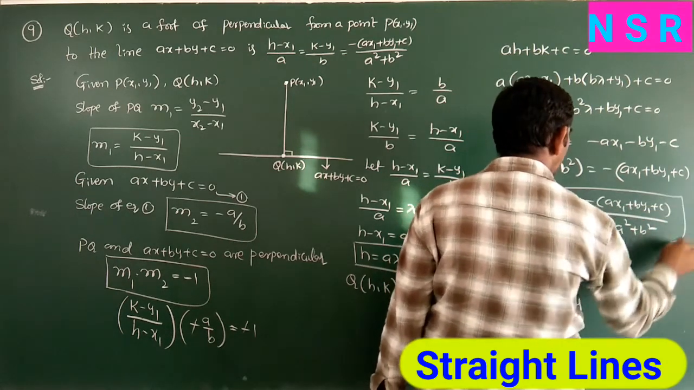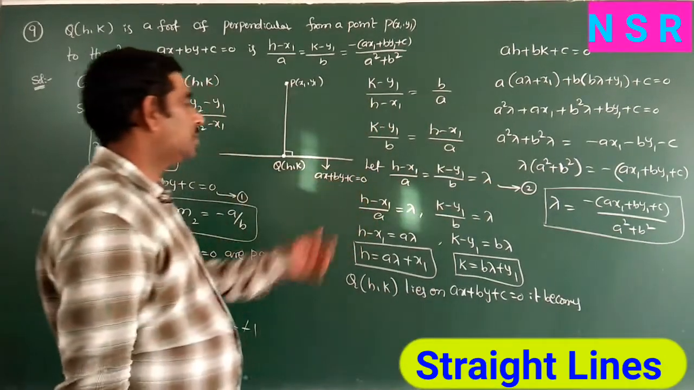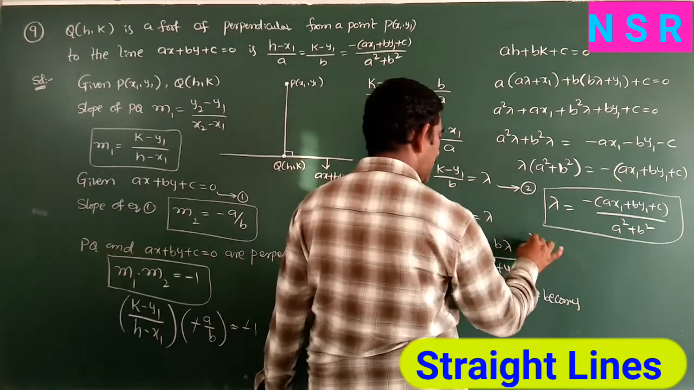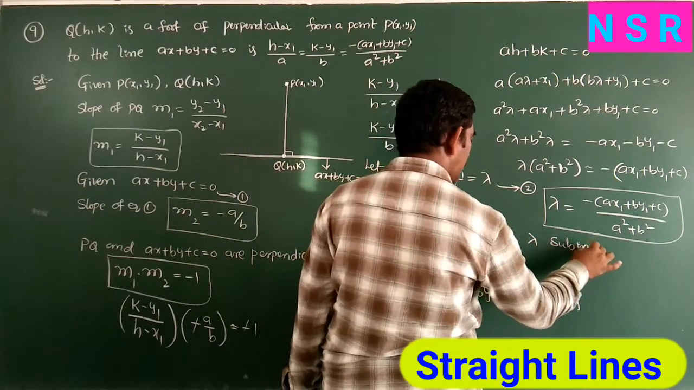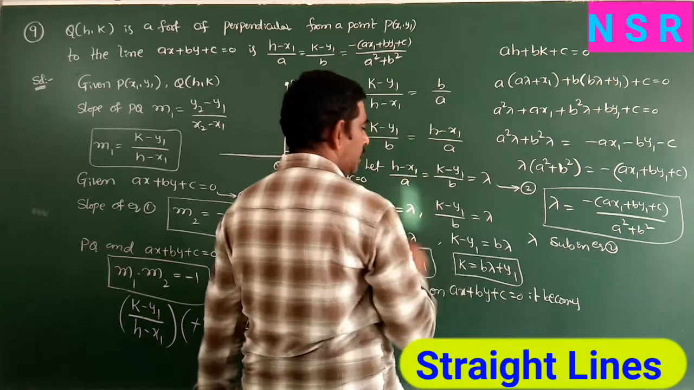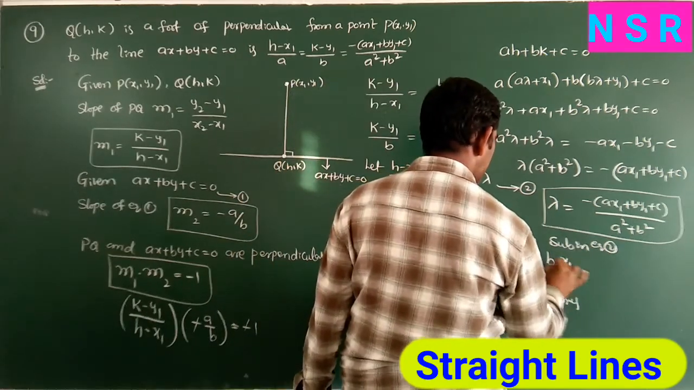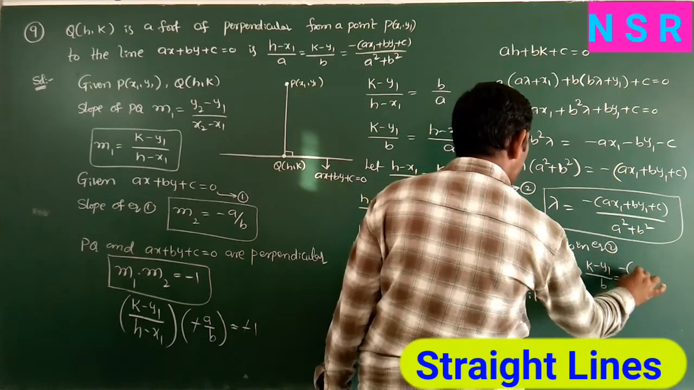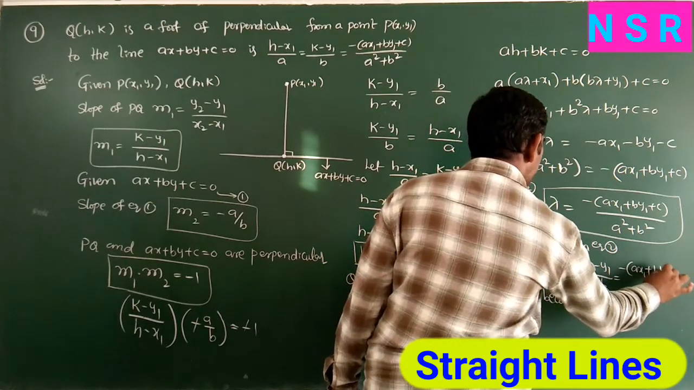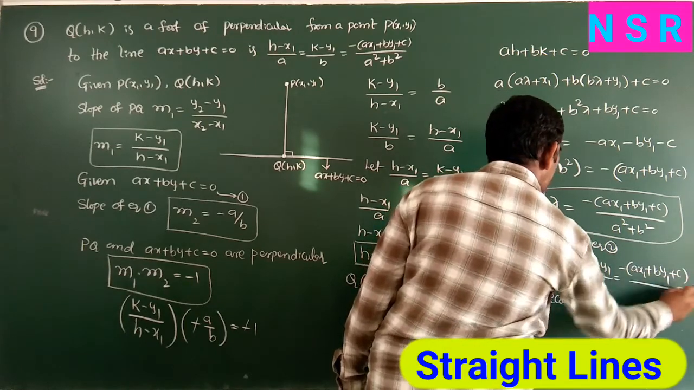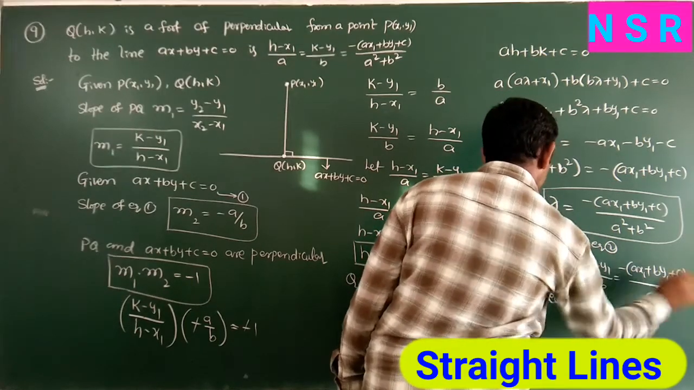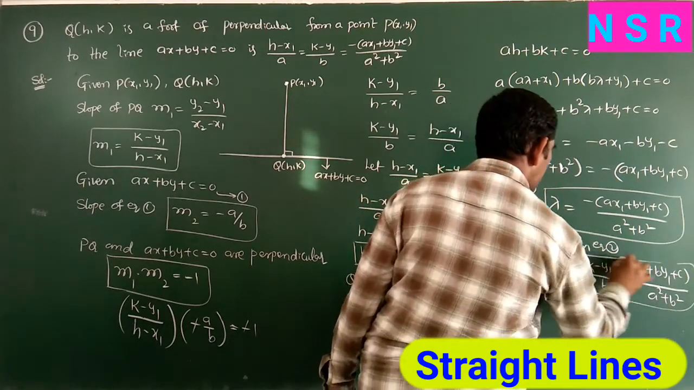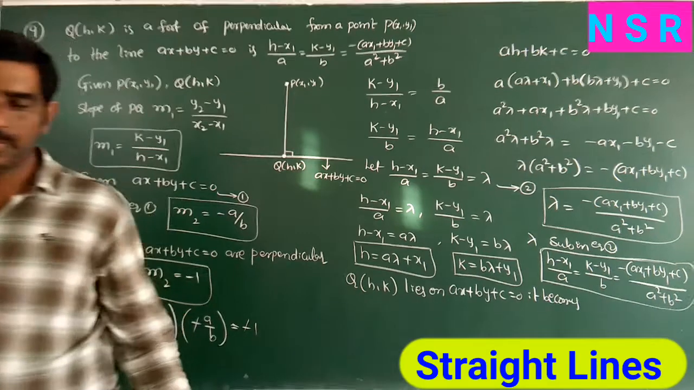So this is the lambda value. Now substitute this lambda value in equation 2. So equation 2 becomes h minus x1 by a equal to k minus y1 by b equal to minus of ax1 plus by1 plus c by a square plus b square. So this is the formula of the foot of perpendicular. So this is the proof.